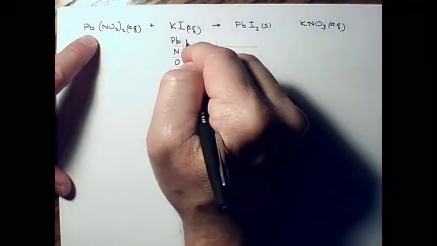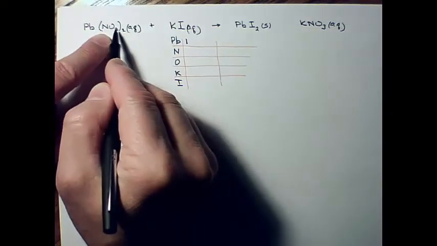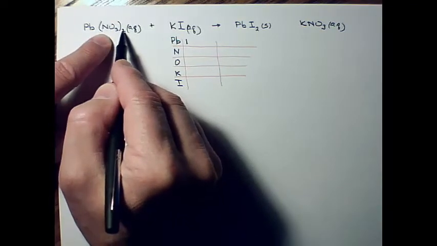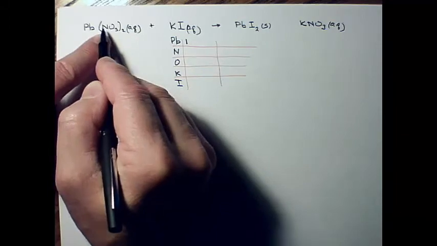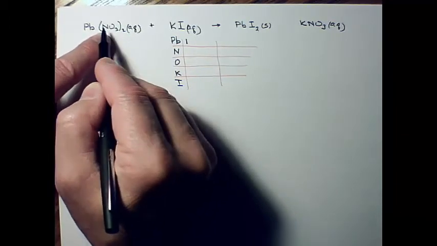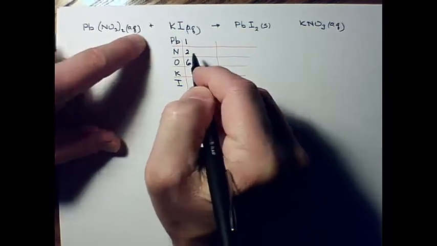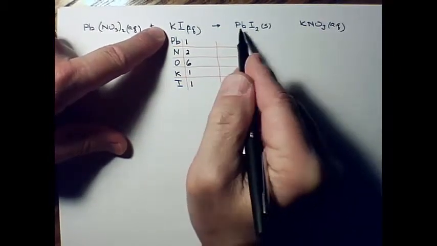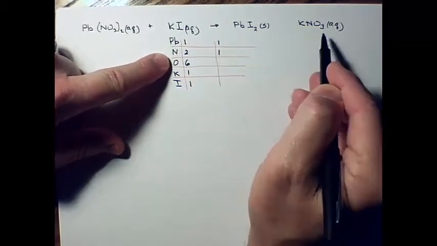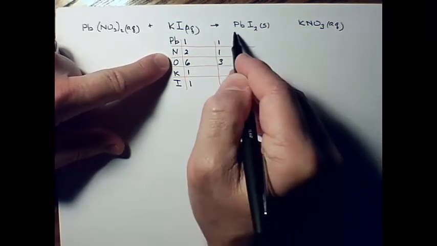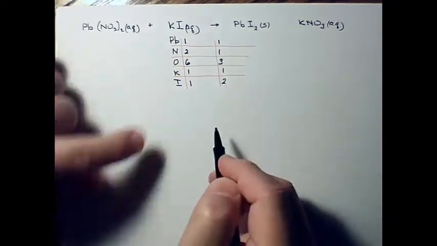We have one lead. We have two nitrogens, because we have two nitrates. There's a 2 outside the parentheses, which means we have two nitrates. Each nitrate has one nitrogen, so overall we have two nitrogens. We have overall 6 oxygens, 1 potassium, 1 iodide. On the right-hand side, we have 1 lead, 1 nitrogen, 3 oxygens, 1 potassium and 2 iodides.